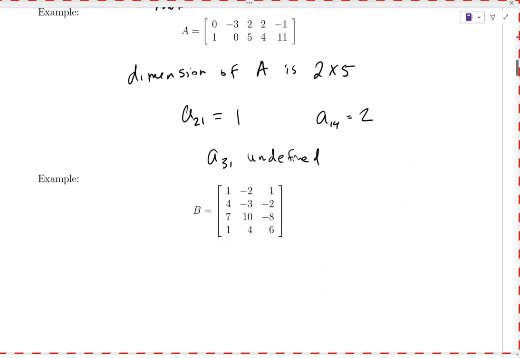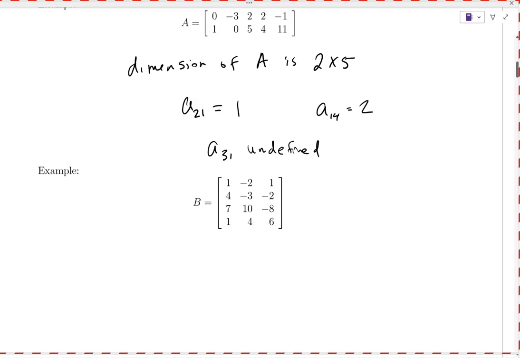Just real quick, looking at this last one, what is the dimensions? What's the dimension of B? 4 by 3. If I wanted B sub, say 3,3, what would you tell me? Good. Yep, you're right. -8. Third row, third column is -8. If I wanted B sub 4,2, you would tell me 4. Because I'm looking right here, right? Fourth row, second column. Okay.